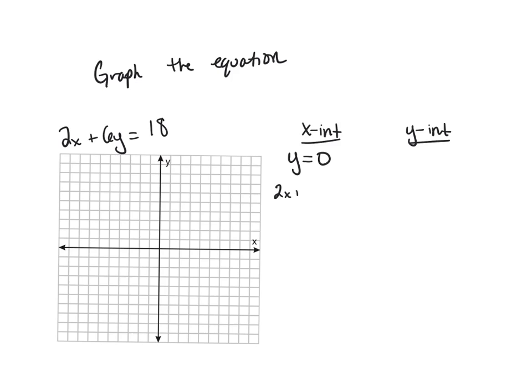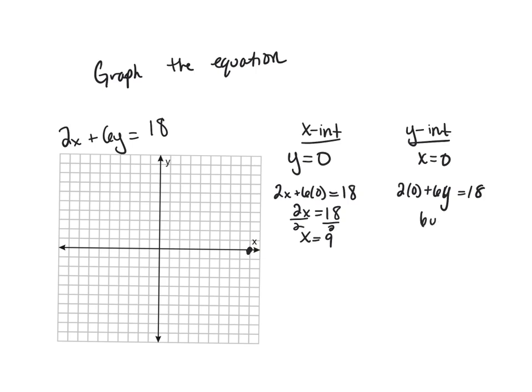So I'm going to plug in 0 for y and say, what is x when y is 0? So plug that in with 2x equals 18, divide by 2. So x equals 9. So you're going to make a point at x equals 9. Then I find my y-intercept. Remember, y-intercept is when x equals 0. So you plug that in and say, well, 2 times 0 plus 6y is equal to 18. So 6y is 18, divide by 6, and you get that y equals 3.